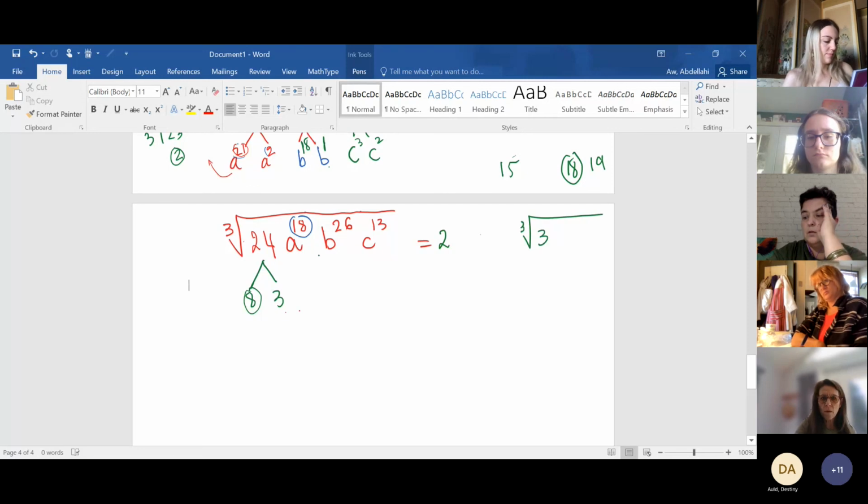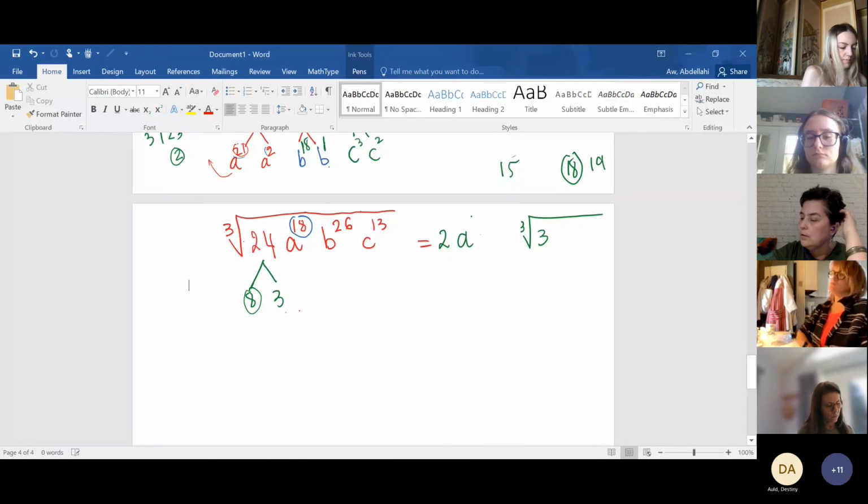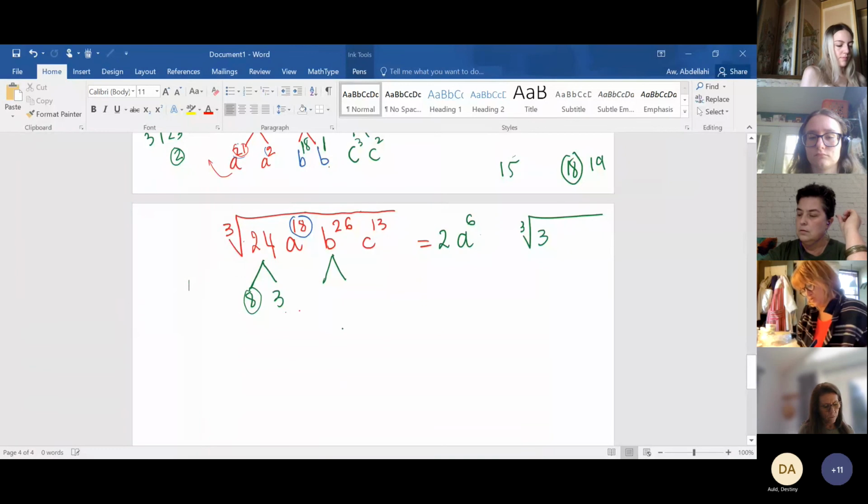a to the 18. How much is 18 divided by 3? 6. Do we have any remainder? No remainder. It's just a to the 6. Now b to the 26. When you divide 26 by 3, you have a remainder. That is when you need to break it down.